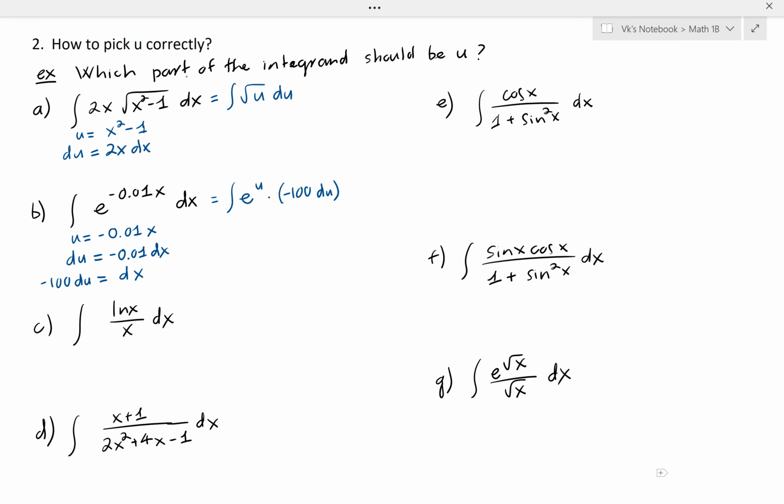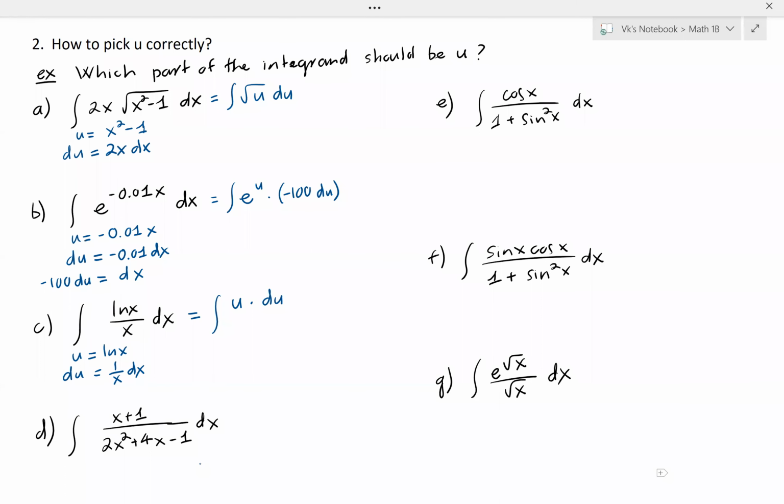In C, notice that the derivative of ln(x) is 1 over x. So u is ln(x), du is 1 over x dx. And now we can do the substitution in here. This would be the integral of u, where ln(x) is u and 1 over x dx is du. Very cool.